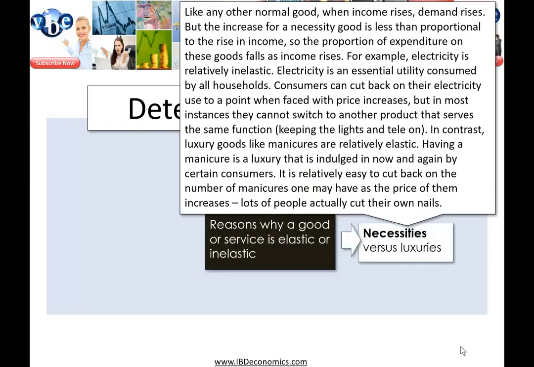Our second, necessities versus luxuries. Like any other normal good, when income rises, demand rises, but the increase for a necessity good is less than proportional to the rise in income. So the proportion of expenditure on these goods falls as income rises. So for example, electricity is relatively inelastic. It's essential. It's a utility. It's consumed by all households. Consumers can cut back on their electricity use to a point when faced with price increases. But in most cases, we can't just switch to another product that serves the same function. What else will keep the lights and the television on?